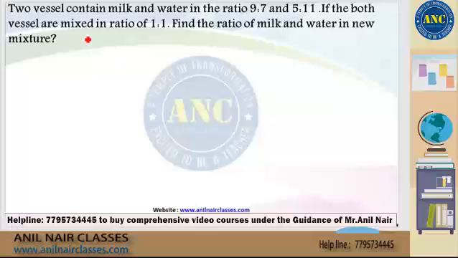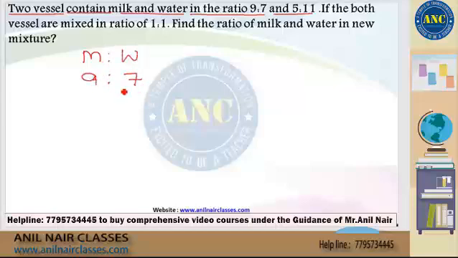Your next question is: two vessels contain milk and water in the ratio 9:7 and 5:11. That means there are two vessels, and milk and water are given in the ratio 9:7 and 5:11. The first vessel has milk and water totally 9 plus 7, which is 16 units. The second vessel has milk and water as 5 and 11. 5 plus 11 is also 16.